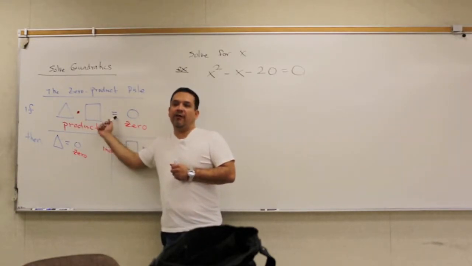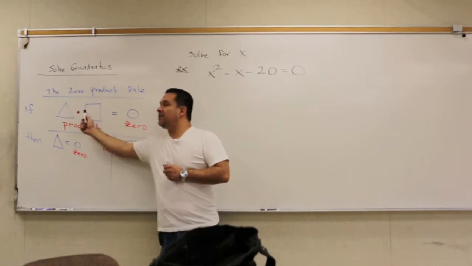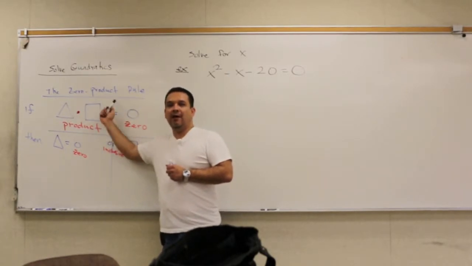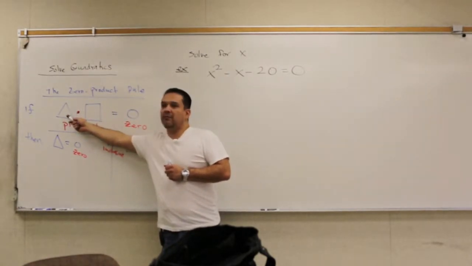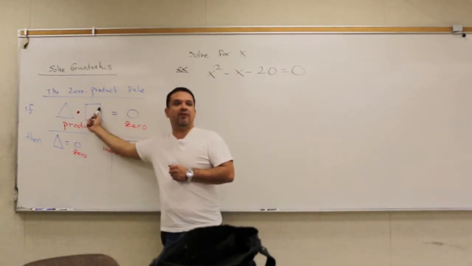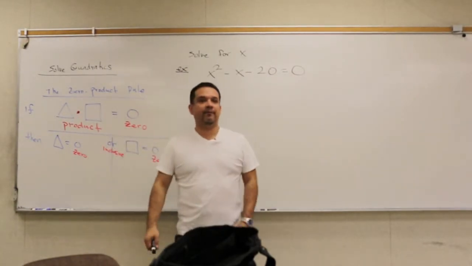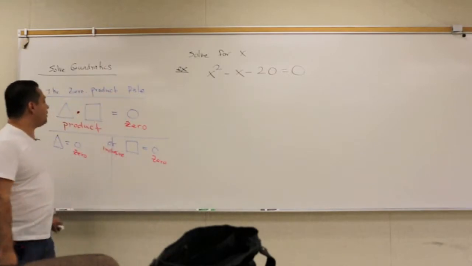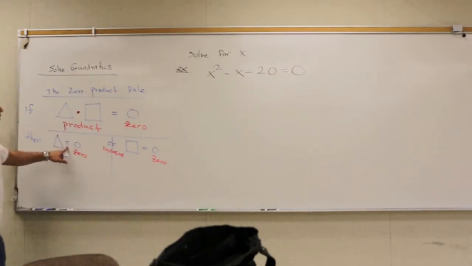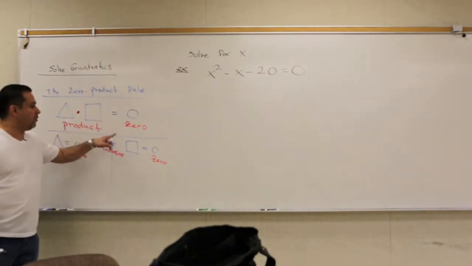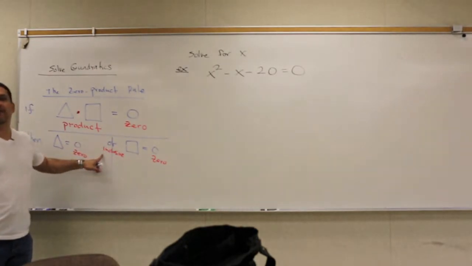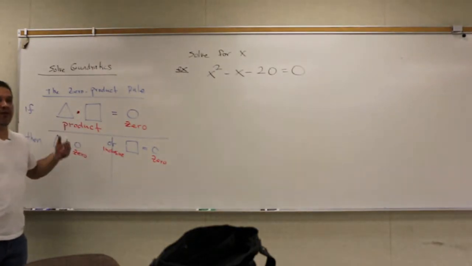Is 0 times 0, 0? Is 0 times a non-zero number 0? Yeah. Is a non-zero number times 0, 0? Sure is. So in other words, that's why I said the triangle is 0, or your square was 0. And we say the or is inclusive, because it could be both.